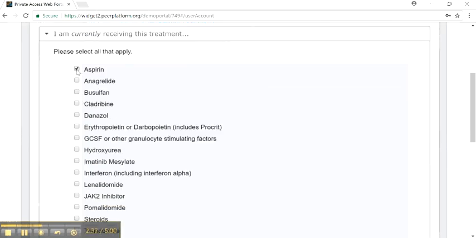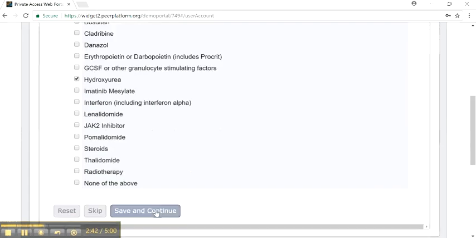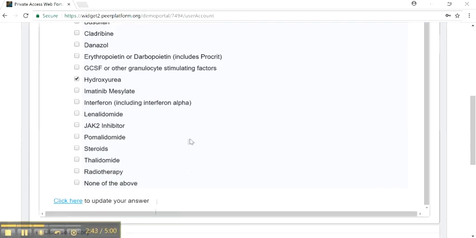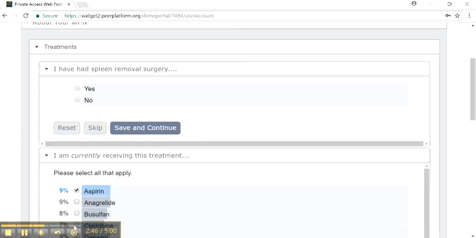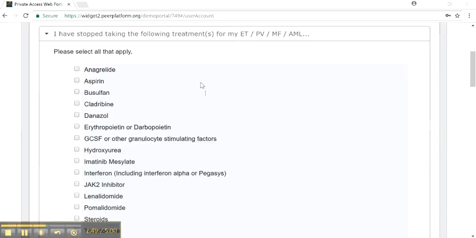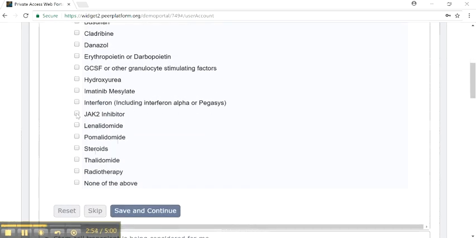Here we have several questions relating to the treatment of the patient. And I'm going to pause again just to get through a series of questions here for time. So we answered a few questions about stem cell transplant and spleen removal.